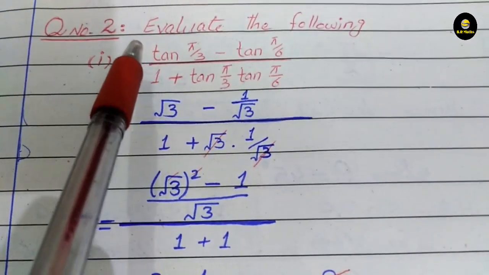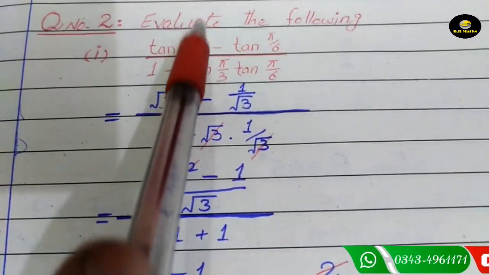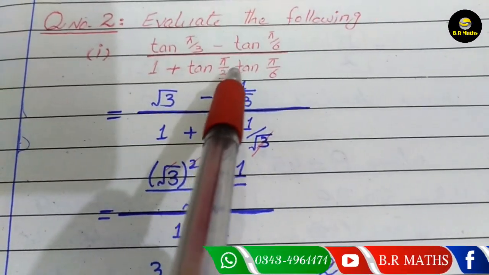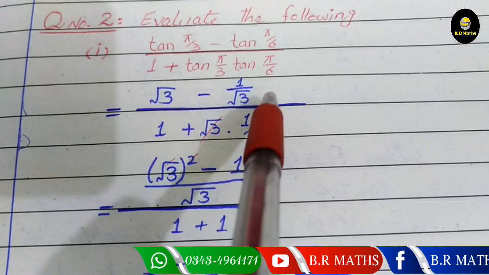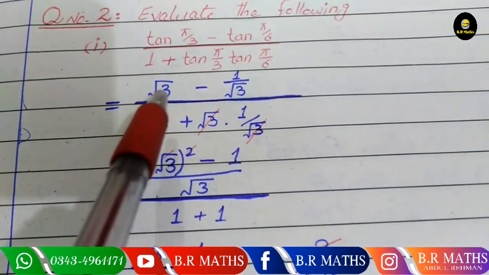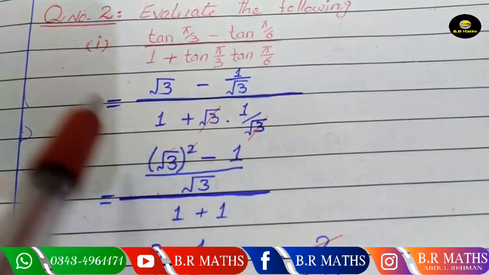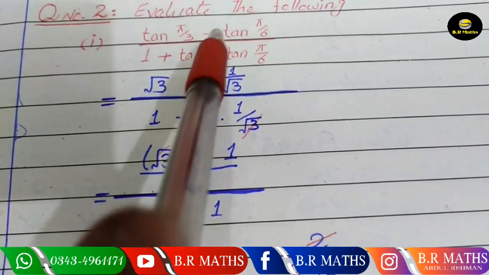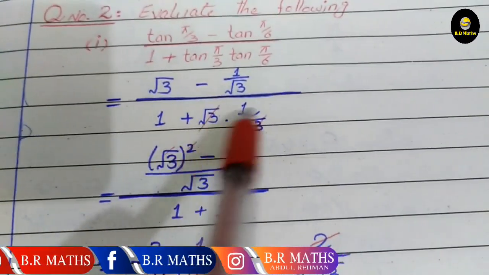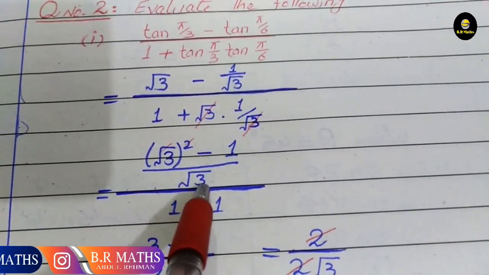So students, the next, question number 2, evaluate the following. The first is tan pi by 3 minus tan pi by 6 over 1 plus tan pi by 3 times tan pi by 6. Put the values from the table. Tan pi by 3 means square root 3, and tan pi by 6 means 1 over square root 3. 1 as it is, and tan pi by 3 times tan pi by 6, put the values. Square root 3 cancels with each other, and in the numerator take the LCM, square root 3.